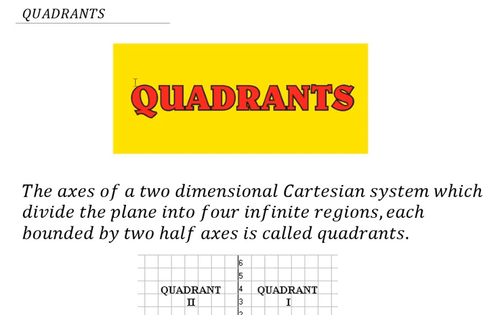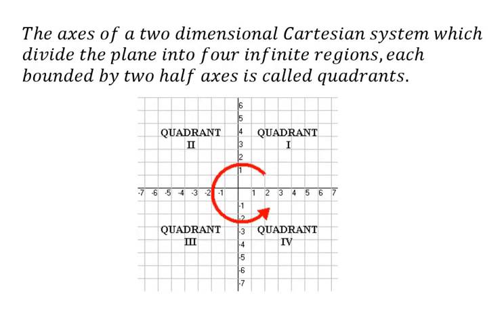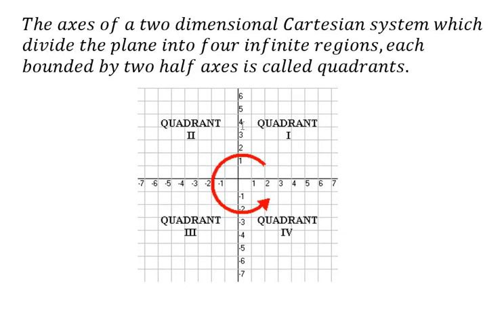So quadrant, as you can see on the screen, when you have the axis of a two-dimensional Cartesian system which divide the plane into four infinite regions, each bounded by two half axes, is called what? Quadrants. So as you can see, when you see a two-dimensional Cartesian system that is divided into four infinite regions, it is called quadrant.